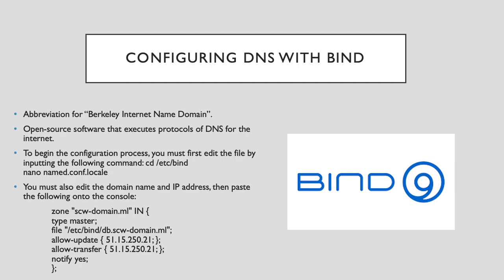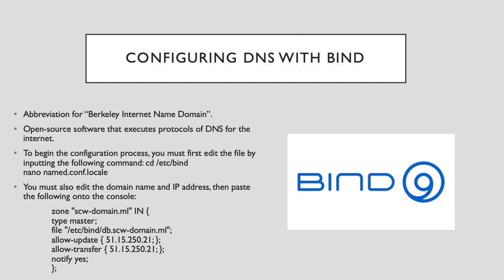Performing configuration of DNS with BIND. To your right is the picture of what the BIND logo looks like. It is also known as BIND9. It is an abbreviation for Berkeley Internet Name Domain. It is an open source software that executes protocols of DNS for the internet.